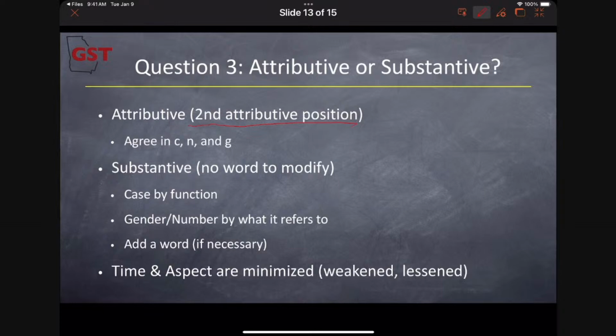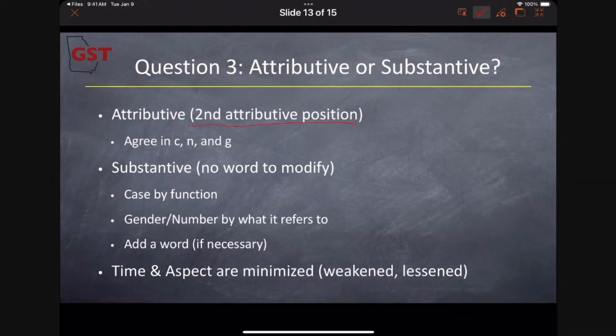Now, substantive: the clue is going to be just like it was with an adjective. There's no word to modify. If it's functioning attributively, it has to modify a noun or pronoun, but there isn't one. Maybe it's functioning as the subject or as the object. In that case, it's the case that determines how it's functioning. Nominative is a subject, accusative is direct object. We did all that before. The gender and number will refer to what it might be referring to. In other words, is it plural, singular, masculine, feminine? And you sometimes have to add a helping word.